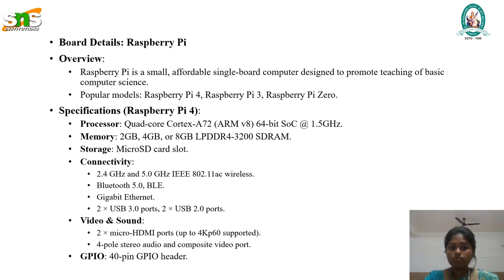And the board details: Raspberry Pi. Already we know what Arduino is, and the second one is Raspberry Pi. Raspberry Pi is a small, affordable single board computer designed for prototyping and teaching basic computer science. There are Raspberry Pi 4, Raspberry Pi 3 and Raspberry Pi Zero, which are versions of Raspberry Pi. Specification: processor, memory, storage, connectivity. We can use video and audio outputs.